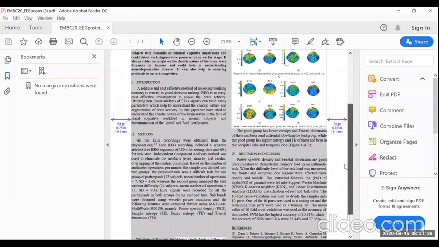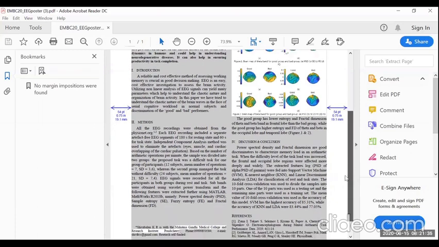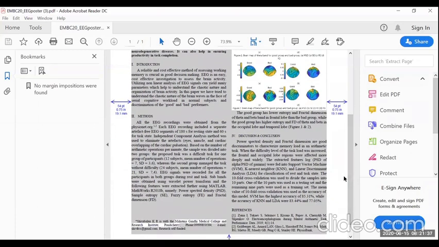We found finally that power spectral density and fractal dimensions are good discriminators to characterize memory load in an arithmetic task. When the difficulty level of the task was increased, the frontal and the occipital lobe regions were affected more deeply and widely. The extracted features, log power spectral density of alpha and gamma, were fed into SVM, KNN, and linear discriminant analysis for classification of rest and task state.